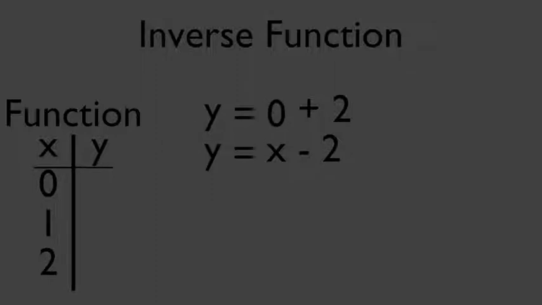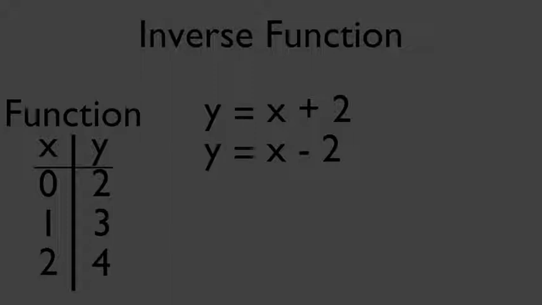0 plus 2 is 2. And then we'll go ahead and plug in the 1 in for x. 1 plus 2 is 3. And then we'll go ahead and plug the 2 in for x. And 2 plus 2 is 4. So we made our original function's t-chart.